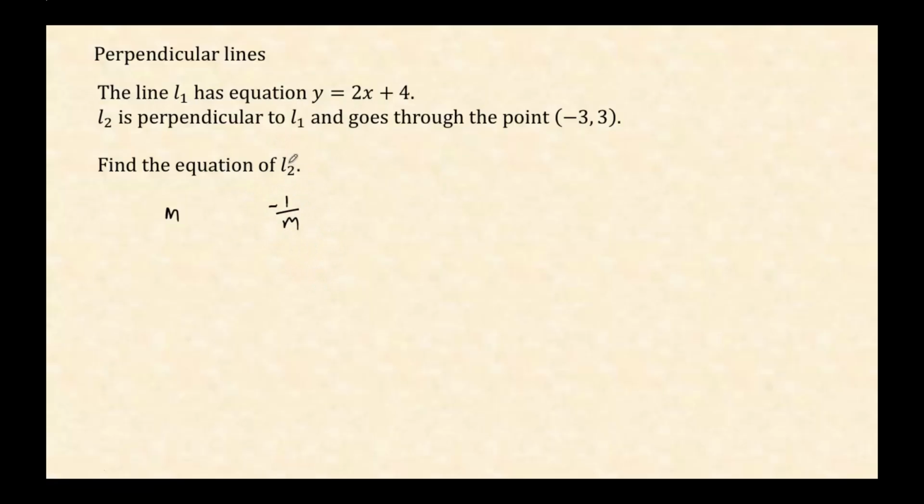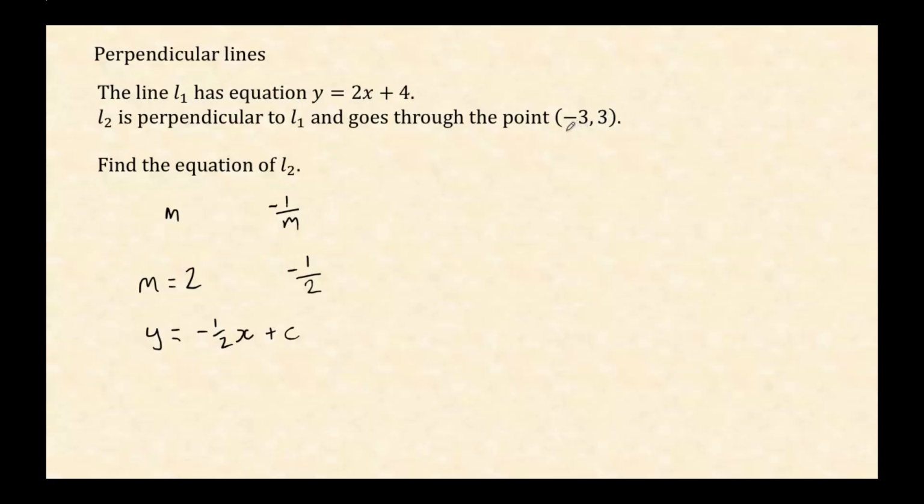Alright, so what can we say about L2? Well, it's perpendicular to L1. So the gradient of L1 was 2, and then what can we say about the gradient of L2? Well, it's minus 1 divided by the gradient of L1, so minus a half. So what we know then is that the equation of L2 will be y equals minus a half x plus something, and our job is now to work out what that something is.